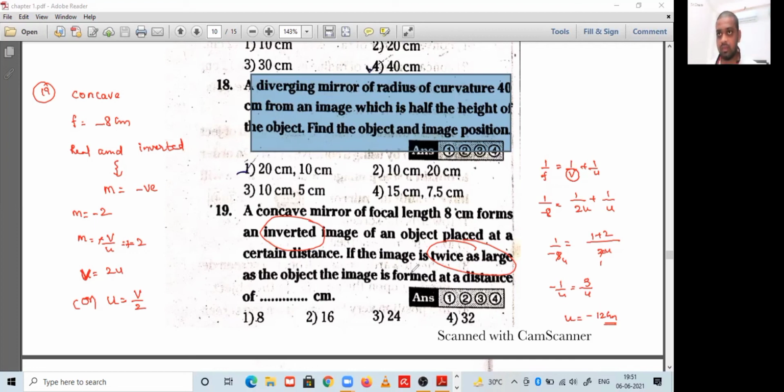And what is the question he is asking? The question is, what is the image distance? If u is equal to minus 12, what will be the v? V is equal to 2 times u, 2 into minus 12, then it will be minus 24 centimeters. The option is the third option.